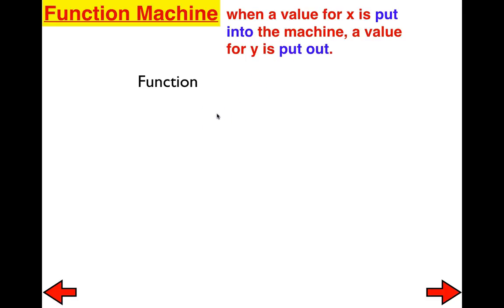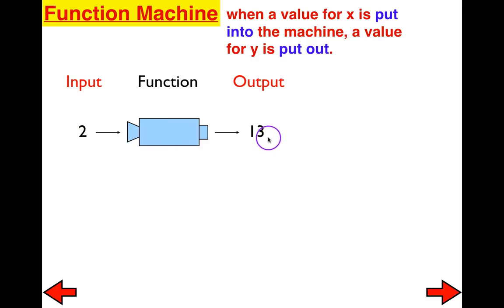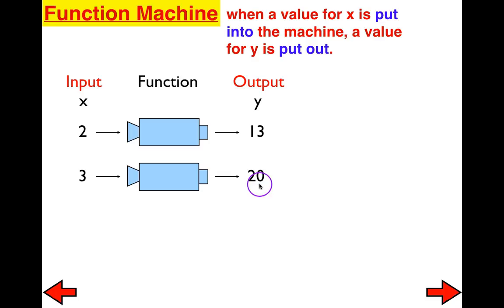So here we have a function. This is the machine. First, I always start with an input. So if I put a 2 into the machine, I'm going to end up with an output of 13. Okay, so just a friendly reminder, your input is x and your output is y. Now, with the same machine, if I put in a 3, I get an output of 20. Okay, so same machine, if I have an input of 4, my output is 27.